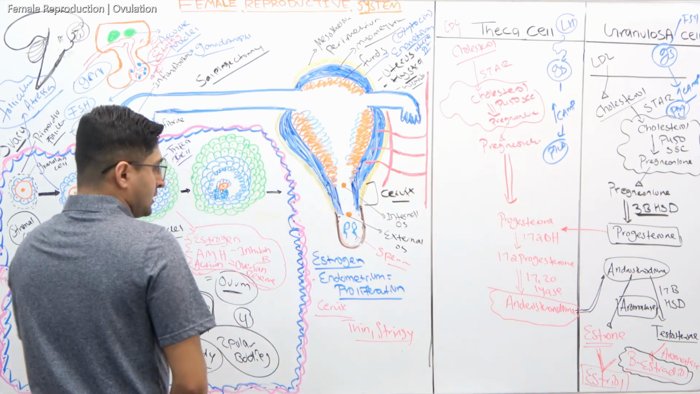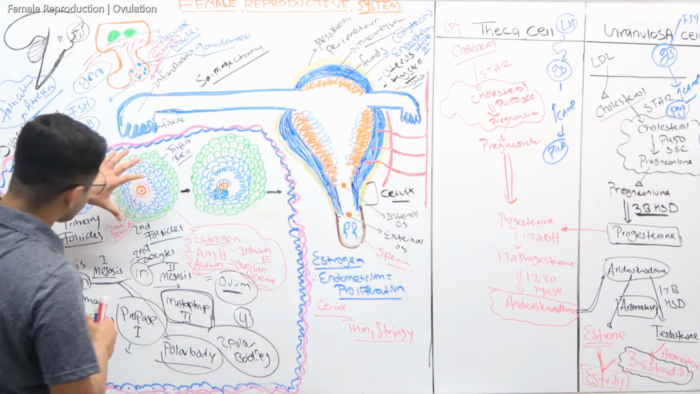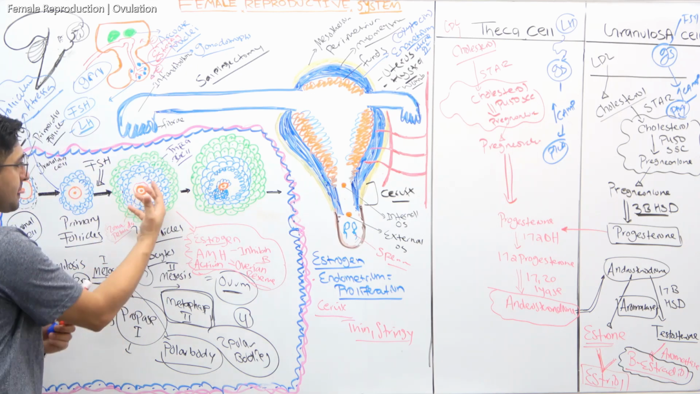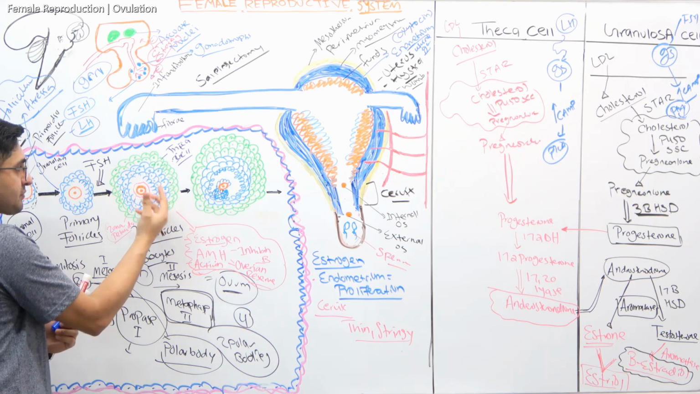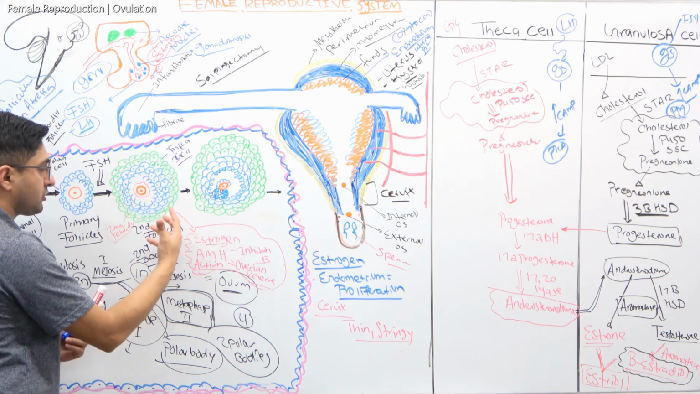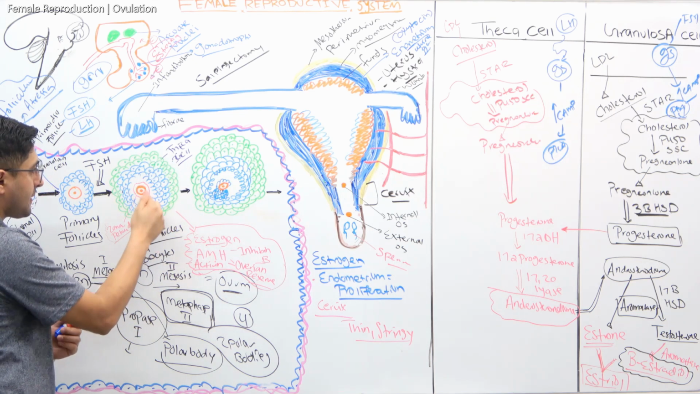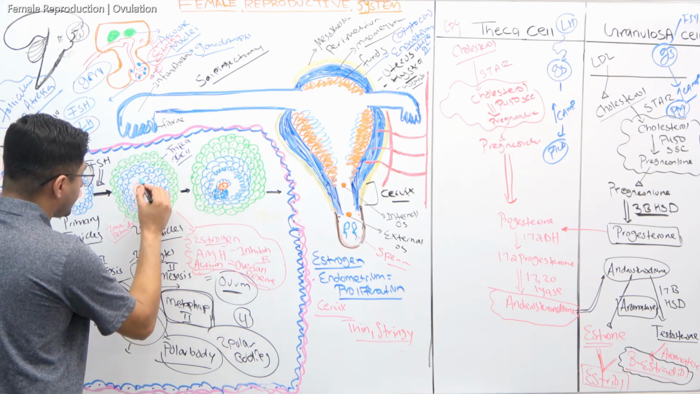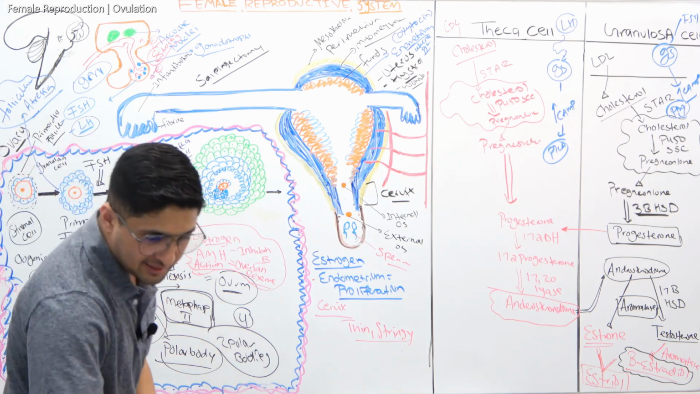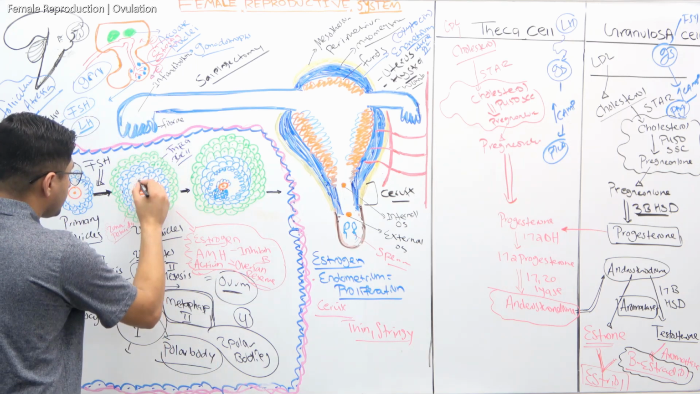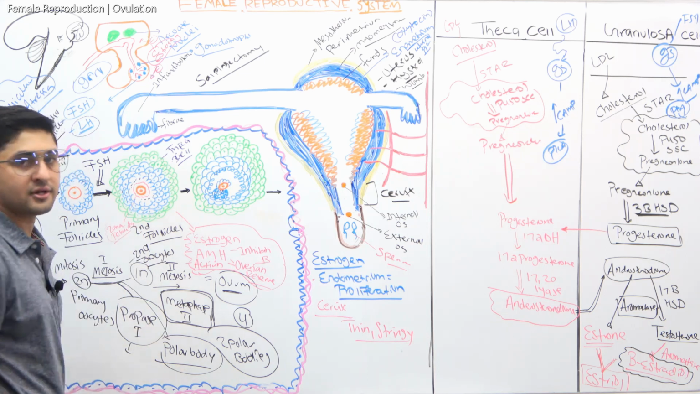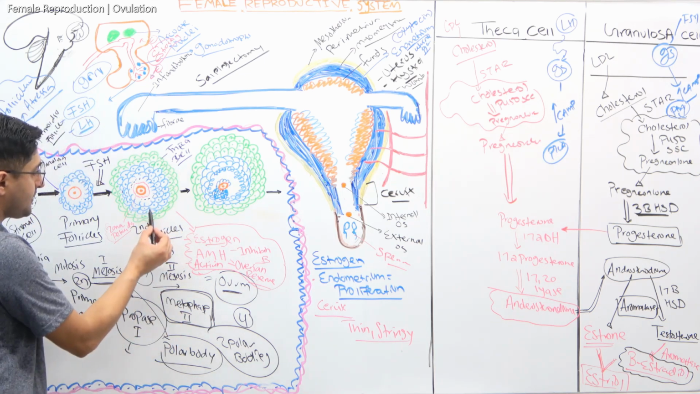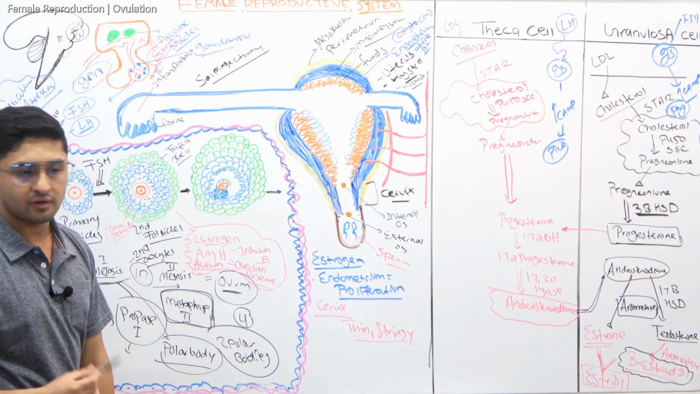Now, when this is happening, these cells keep multiplying or proliferating, and once they're proliferating, they start creating a cavity right here, a fluid-filled cavity. I'm going to make it in black. This fluid-filled cavity is called the antrum, because it's a cavity. And whenever there's a single layer of the fluid cavity, we call them secondary follicles, okay?